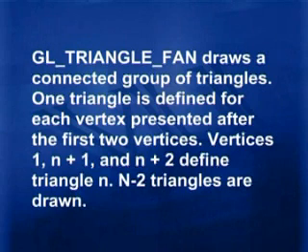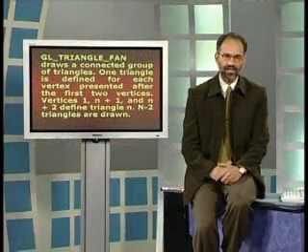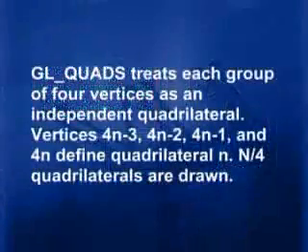To complete it, GL triangle fan is also there. So it draws a connected group of triangles. One triangle is defined for each vertex presented after the first 2 vertices. Vertices 1 and n plus 1 and n plus 2 define the triangle n, and a total of n minus 2 triangles are drawn. The basic idea of pinning the first vertex as the common amongst all triangles holds here in the GL triangle fan.